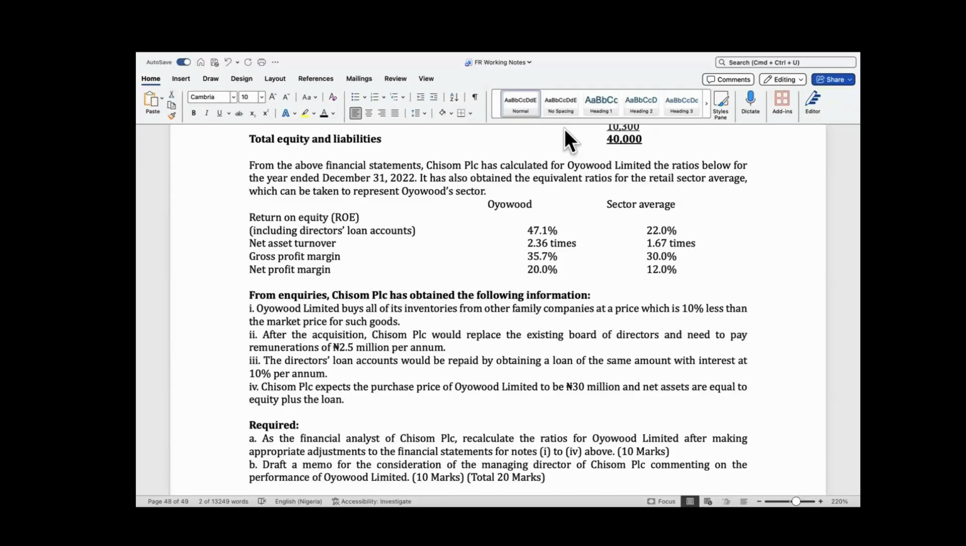Required. A. As the financial analyst of Chisom PLC, calculate the ratios of Oyo Wood Limited after making appropriate adjustments to the financial statement for notes 1 and IV above, for 10 marks. B. Draft a memo for the consideration of the managing director of Chisom PLC commenting on the performance of Oyo Wood Limited for 10 marks, totaling 20 marks.